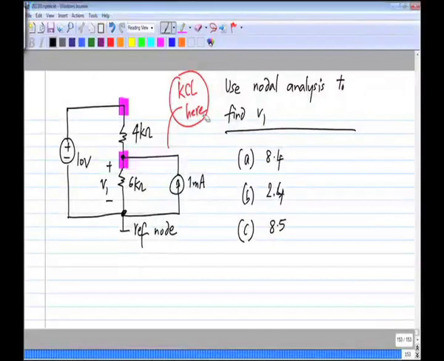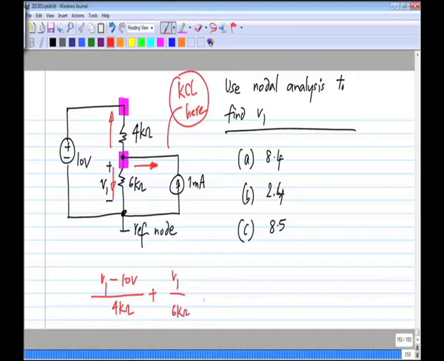Now I said write KCL at this node and from there calculate V1. So the voltage of this node with respect to the reference node is nothing but V1. Okay. So when we write KCL, the currents flowing out will together be equal to 0. So the current flowing in the 4 kilo ohm resistor that is flowing away from this node will be V1 minus 10 volts divided by 4 kilo ohms, plus the current flowing in the 6 kilo ohm resistor, which is V1 by 6 kilo ohms, plus the current flowing here. It is a current source, so we know the current. The current flowing in this direction will be minus 1 milliampere. Okay, will be equal to 0, right?